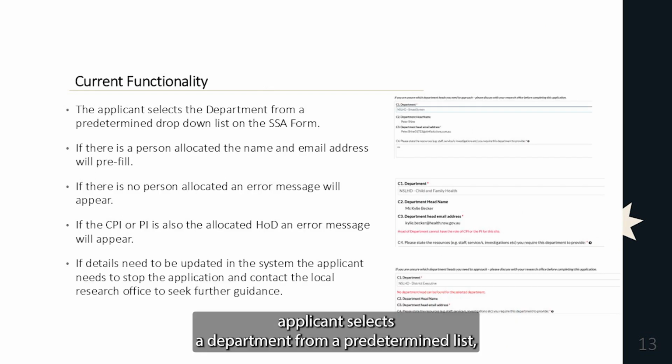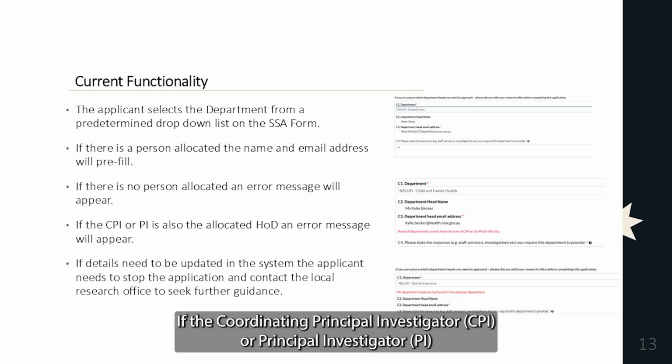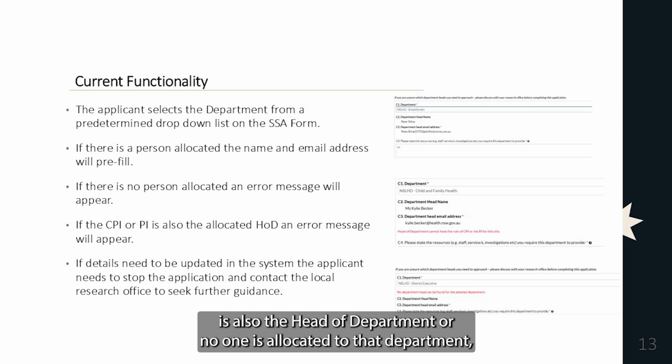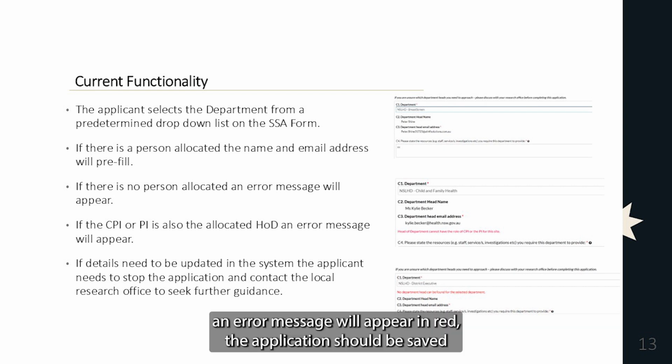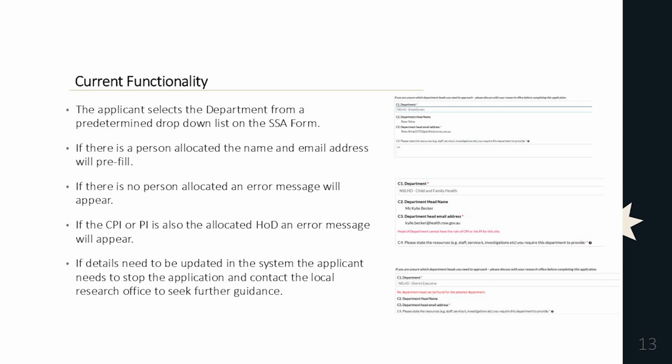Currently, the applicant selects a department from a predetermined list, and if someone is allocated to that department, their name and email will auto-populate. If the coordinating principal investigator or principal investigator is also the header department, or no one is allocated to that department, an error message will appear in red. The application should be saved and the Reviewing Research Governance Office contacted for further guidance.